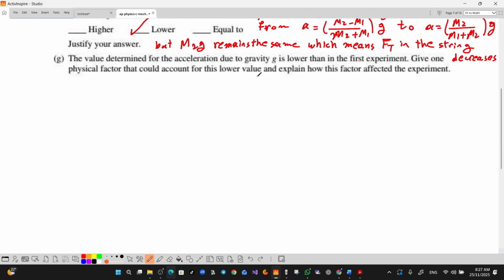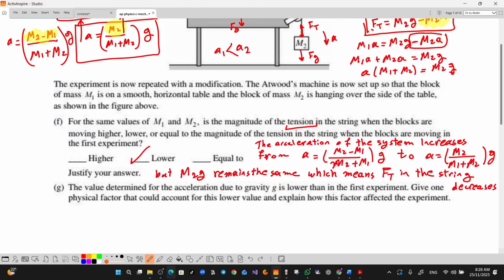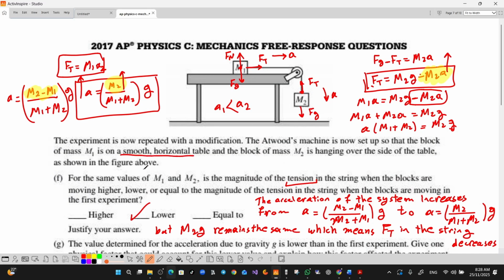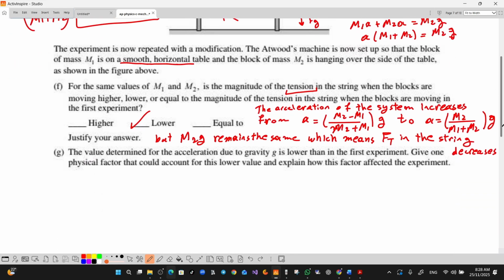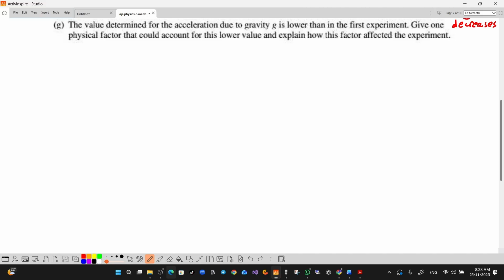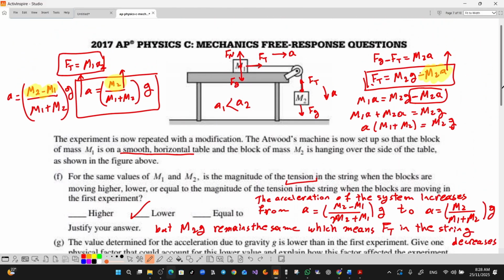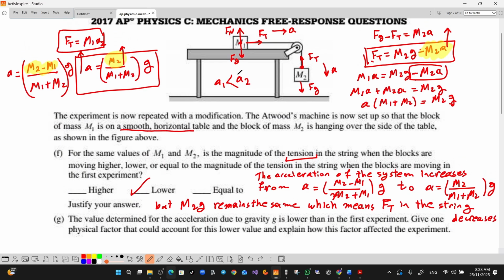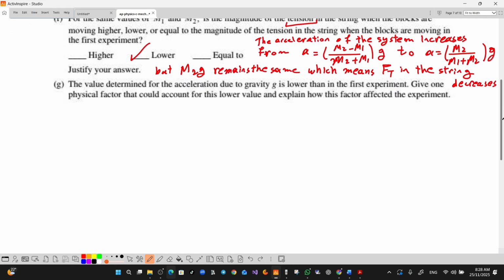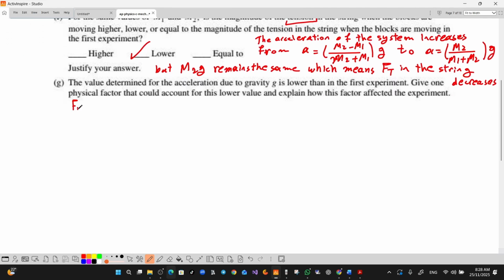Now the value determined for the acceleration due to gravity g is lower than the first experiment. Give one physical factor that could account for this lower value and explain how this factor affected the experiment. Here, although we have the smooth horizontal surface, since we got a lower value of the acceleration due to gravity in comparison with the first experiment, we may say that one of the possible sources, speaking about an experimental approach, or let's say we perform this in a real lab, is the presence of friction. We can say that the friction is the reason.